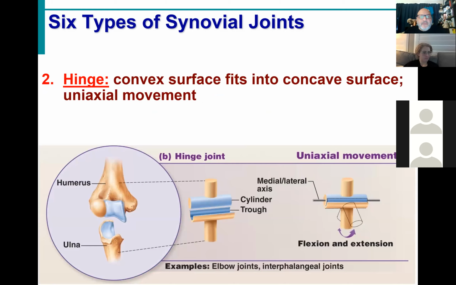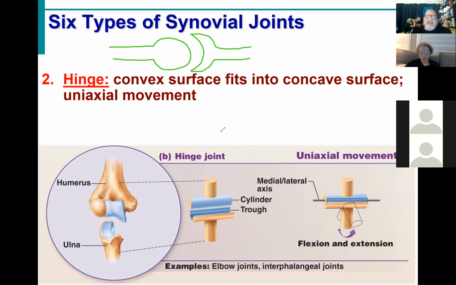All right, excellent. Let's talk about a hinge joint. With a hinge joint, again, we identify these by the articulating surfaces. Basically, what we have is one convex surface, and of course, convex is something that curves outward, sitting in something concave, and concave is something that curves inward. So a hinge joint is made up of one convex and one concave surface coming together.